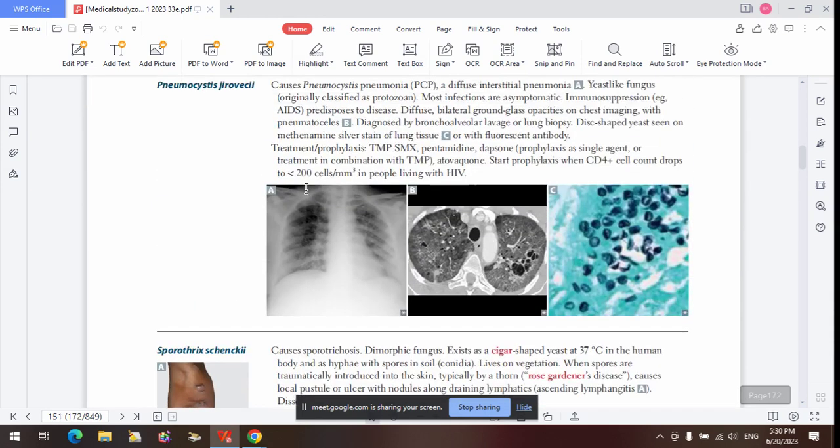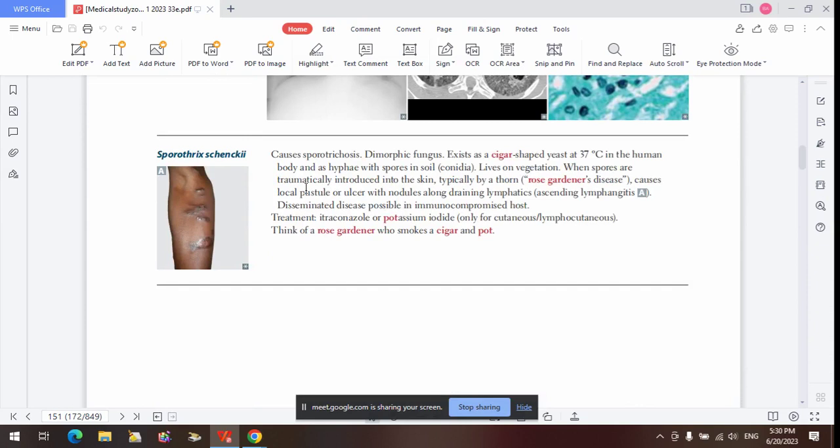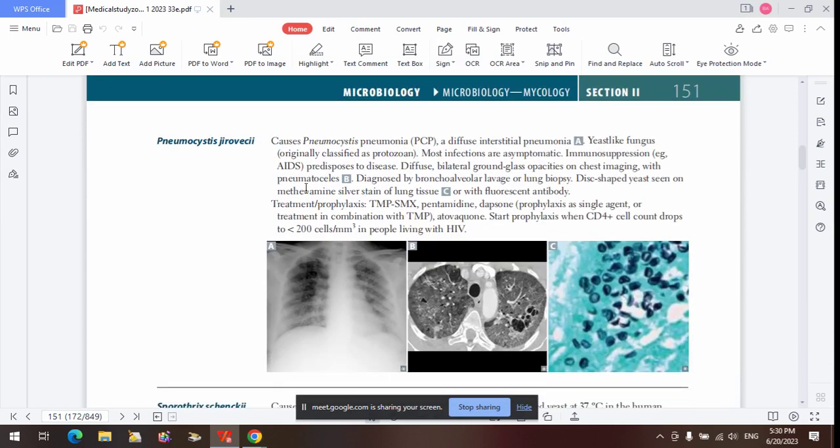Then the last one. Okay, not the last. That's still Pneumocystis jirovecii. So Pneumocystis jirovecii can cause Pneumocystis pneumonia. We call it PCP. So it's one of those diseases that you find in people that have AIDS. Very, very important. So it's a yeast-like fungus.